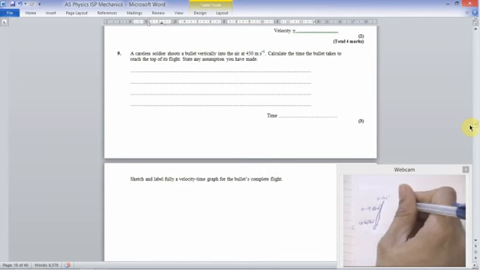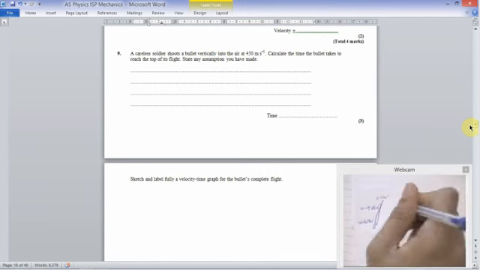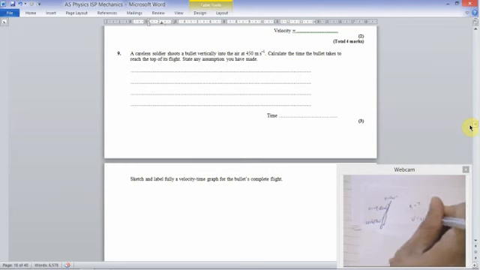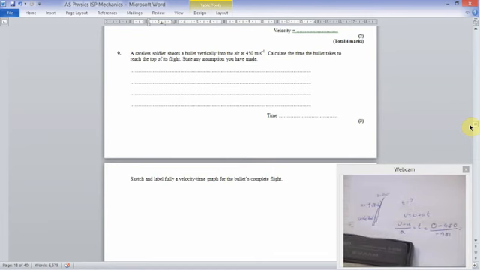And they want to know the time. So we've got V, A, and U, and they want T. So V is equal to U plus AT. They want T, so V minus U over A gives us T. So let's sub in those numbers. V is 0 minus U, which is 450, divided by A, which is minus 9.81, should give us a T. Minus 450 divided by minus 9.81.